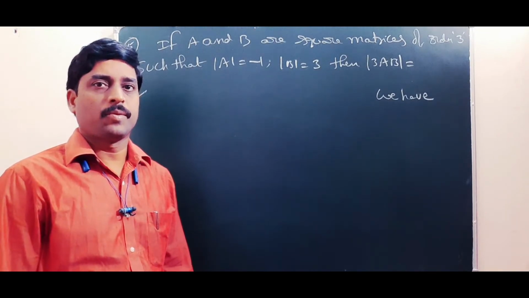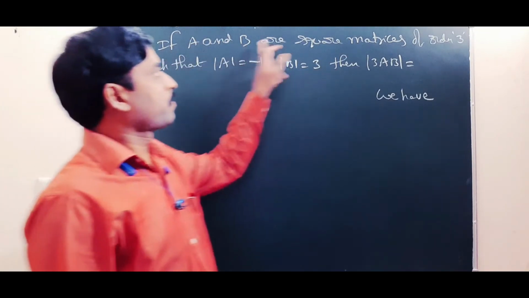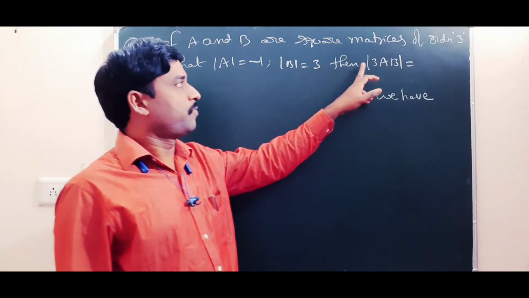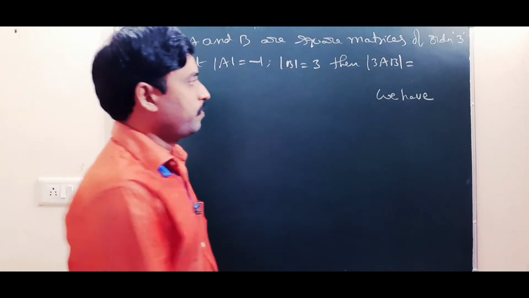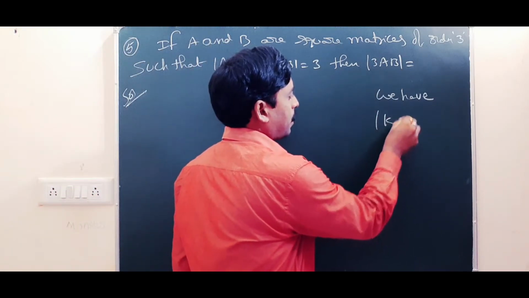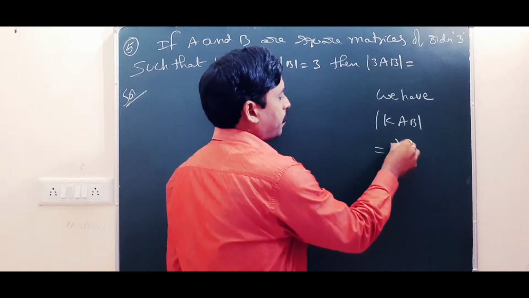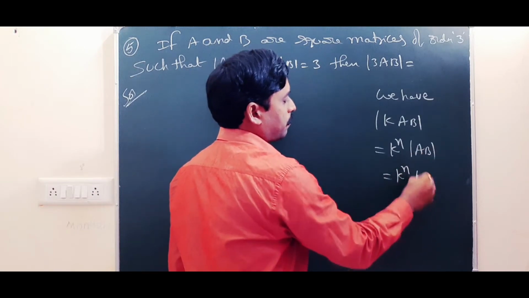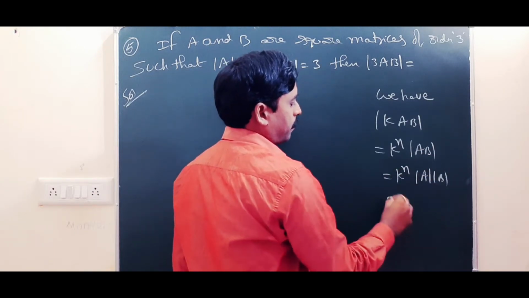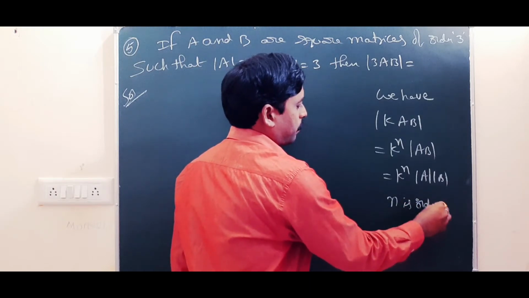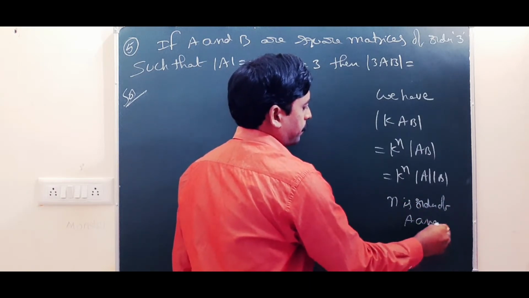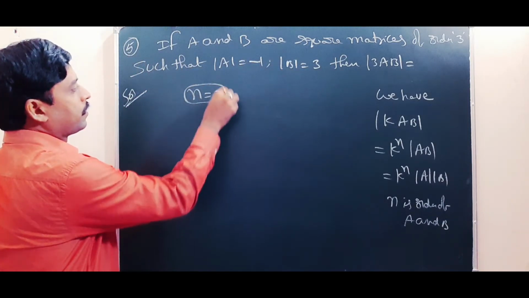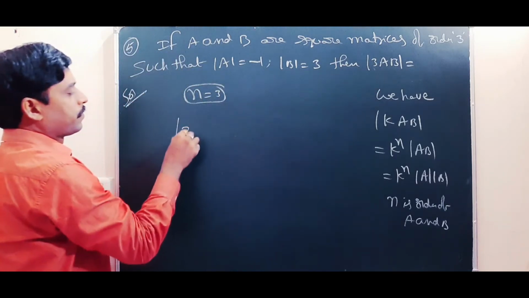Okay, now I am going to explain question number 5. If A and B are square matrices of order 3 such that det A and det B values are given, then we have to find det of 3AB. We have one formula: det of KAB is equal to K to the power n into det AB, which is det A into det B, where n is the order of A and B. In the statement n is equal to 3.